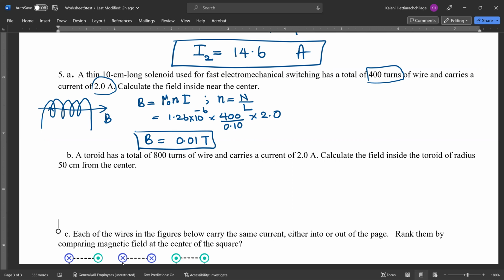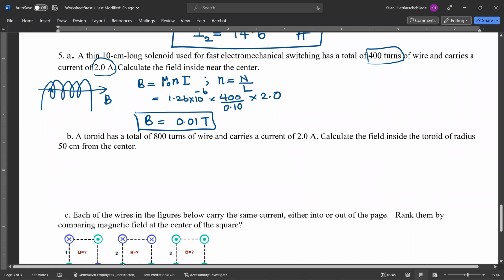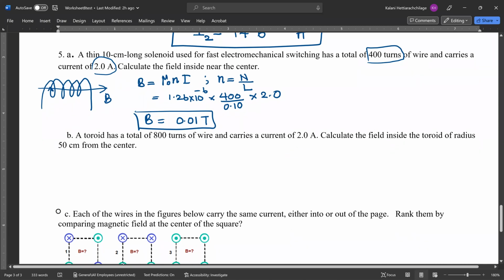If you carry the current, you have to use your right hand direction of the thumb. If this is my top wire, then my magnetic field will be to the left. If it is my bottom wire, the magnetic field will be to the right. According to that, you can calculate the direction. You can get the direction from your right hand.